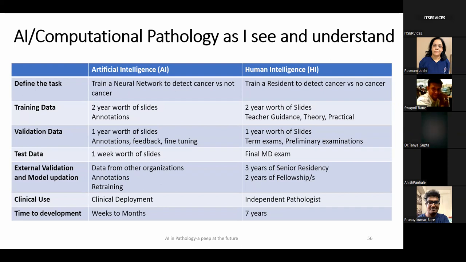We don't see AI as different from human intelligence. Essentially, it is very similar, just that with the help of computational technologies, we can now do a lot of this training in a much faster way. It is like having a good pathologist and then building a tool or a registrar for him which can help the pathologist to do his tasks much better.